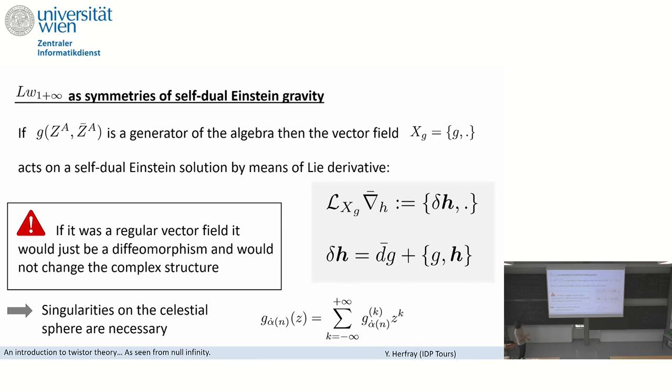What makes this useful, the reason that you're changing the complex structure and therefore producing a new solution, is the fact that you have singularities. In this Laurent series, you have singularities which are hiding, and therefore this is why you can produce a new solution. All the magic is coming from these singularities here. This is how you see that LW1+∞ is a symmetry of the self-dual sector of gravity. Vector fields in twistor space deform the complex structure and therefore deform the self-dual Einstein equation.